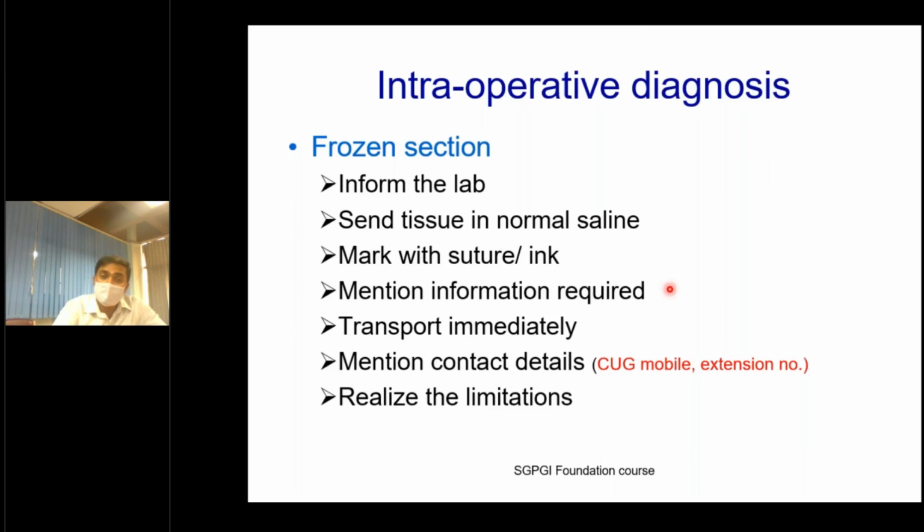For intraoperative requests, we do receive frozen sections. Before sending the frozen sections, please inform the lab and send the tissue in normal saline. Mark it with a suture or ink and transport it immediately. Mention the contact number or extension number so that the results can be communicated as soon as possible. Please realize the limitations, because in frozen sections we might not be able to give the complete diagnosis; it is just to aid the intraoperative decision.